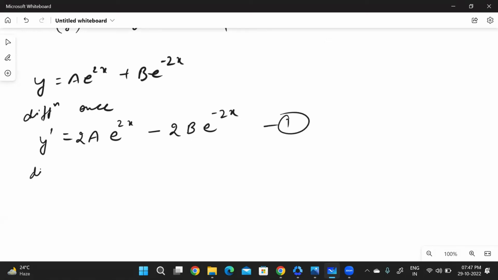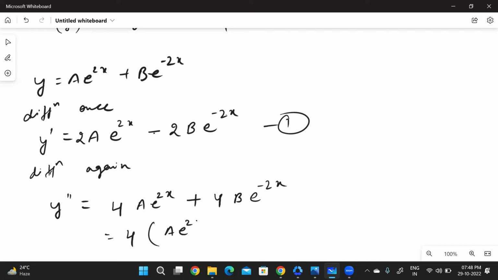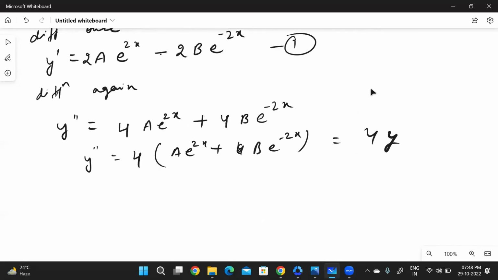So this is our first differentiation. Let's differentiate it again to get y double dash gives, now this will become 4a times e raised to the power 2x, and the minus from the power will make it positive and give us 4b e to the power minus 2x. And then we can just common out 4. I guess this was also in your assignment. Yes, sir. So this is just 4y. So y double dash minus 4y equals to 0 is the differential equation here.